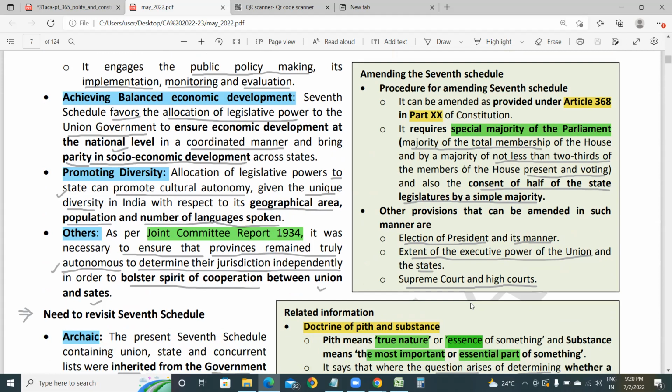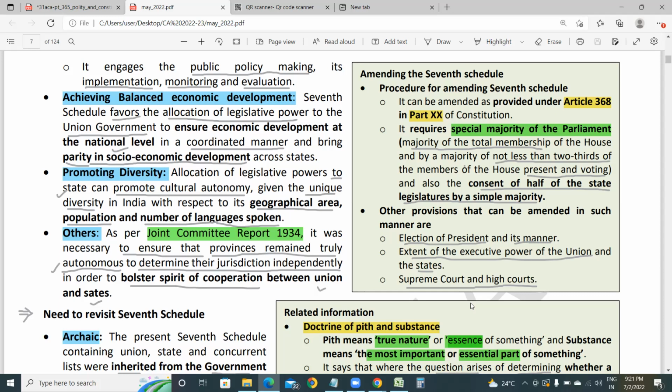Seventh schedule, it favors the allocation of legislative powers to the union government to ensure economic development at national level in a coordinated manner, which will bring parity in socio-economic development across states. For promoting diversity, allocation of legislative powers to state can promote cultural autonomy given the unique diversity in India with respect to its geographical area, population and number of languages spoken.